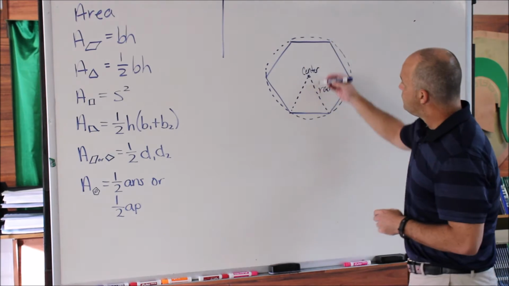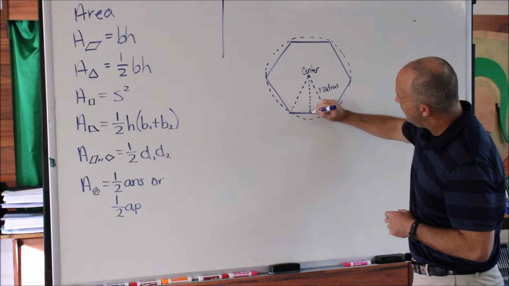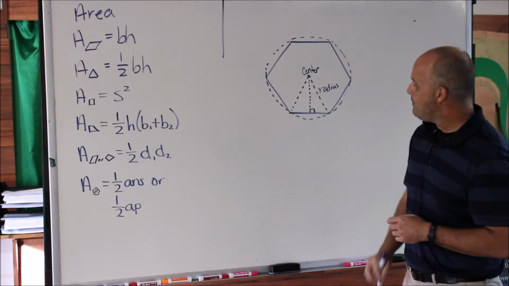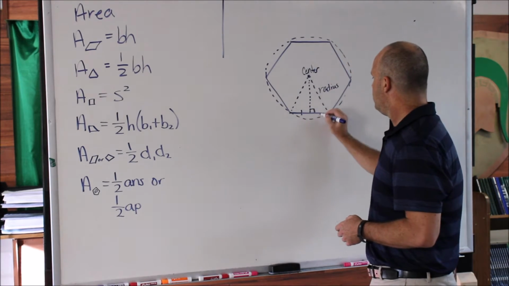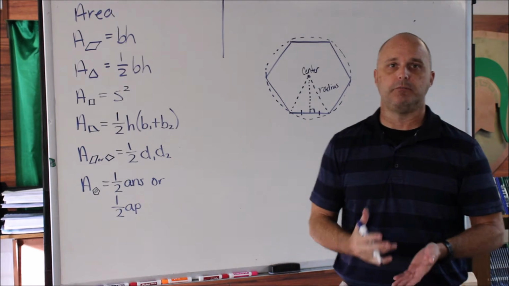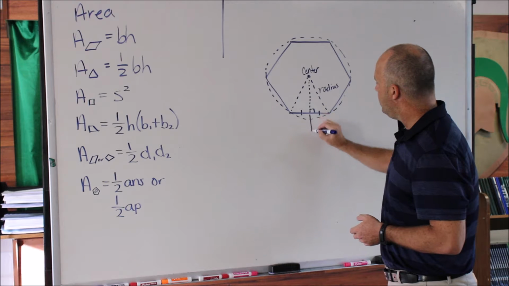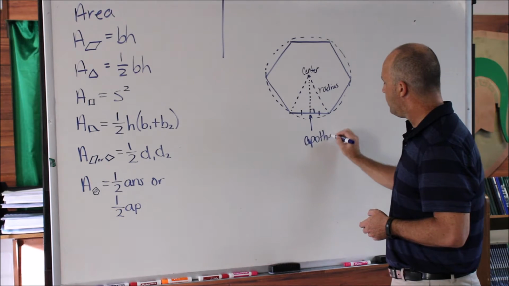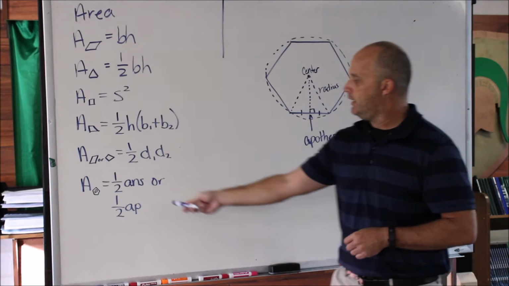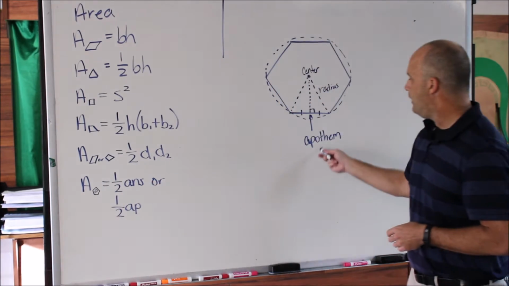Now, here's another really important term that you need to know. The line that is drawn from the center to the midpoint of one of the sides at a perpendicular angle, so it's a perpendicular bisector, is going to be called the apothem. And when you look at the formula over here that says 1/2 ANS, this A is the apothem.